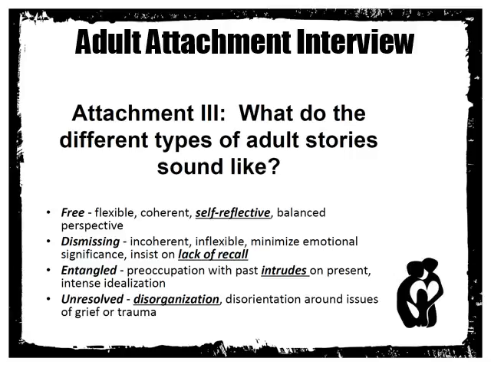Unresolved attachment is known for disorganization and disorientation around issues of grief or trauma. So when you ask someone about loss, for example, or whether or not they were abused or neglected as a child, the person will either become very quiet, or they may even dissociate. For example, they may stare into space for long periods of time, or they may be just unable to talk about the experience. They may just quietly weep, for example, and be unable to put words to their experience. That's an indication of unresolved trauma.